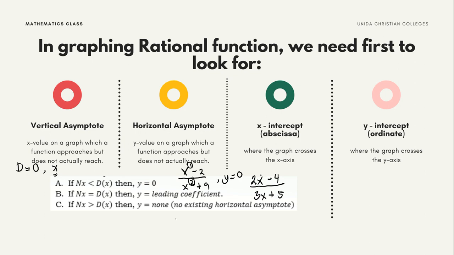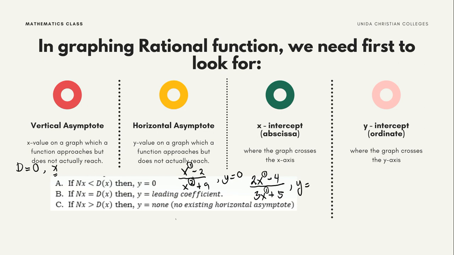Okay. So, highest degree sa numerator, we have 1. Highest degree sa denominator, we have also 1. So, the degree of your numerator is equal to the degree of your denominator. Then, what will be our y?